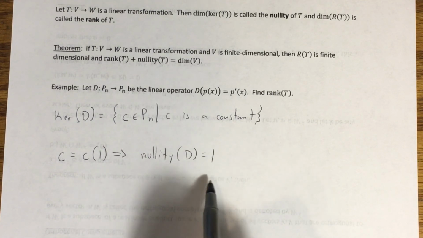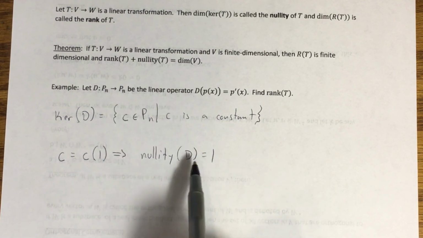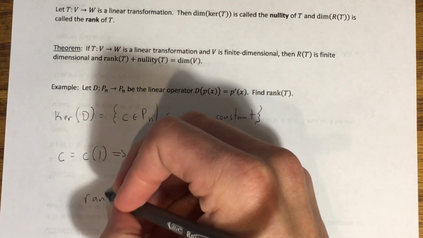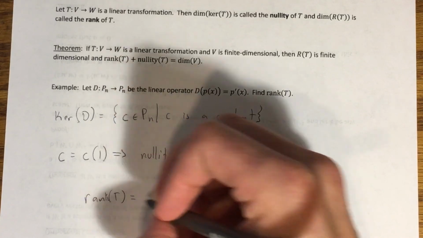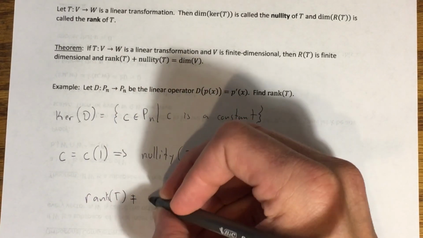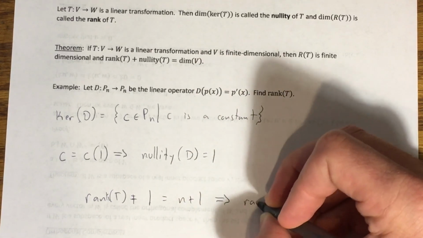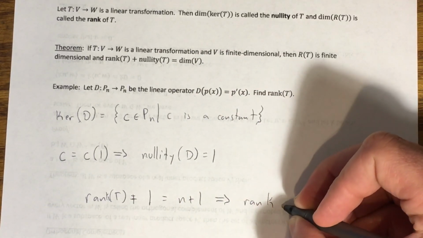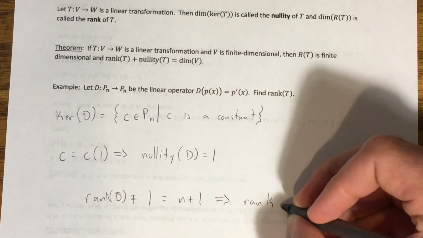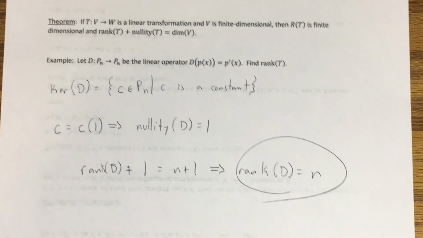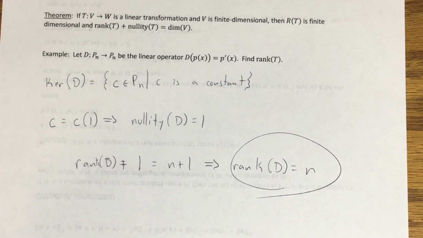The dimension of P_n is n plus 1, and I get this. Rank of D plus the nullity, which is 1, is equal to n plus 1, which implies that the rank of this derivative operator is equal to n. Okay? I didn't need to find the rank explicitly by finding the range. I could use this theorem instead. That's going to be it for 8.1.